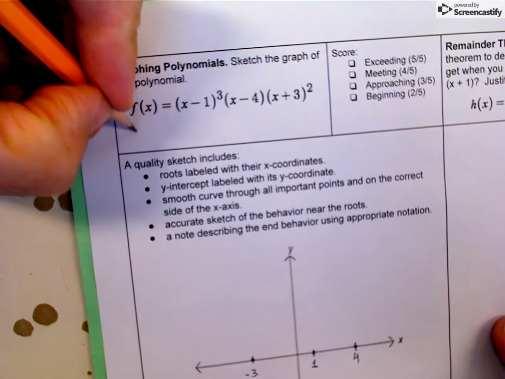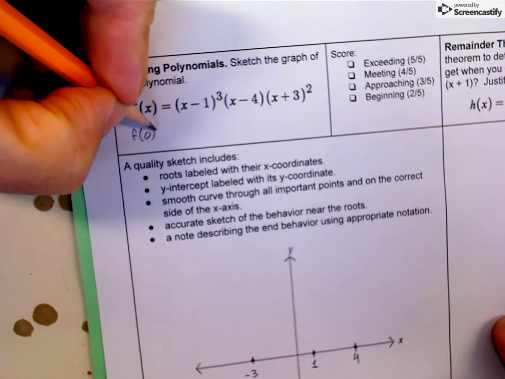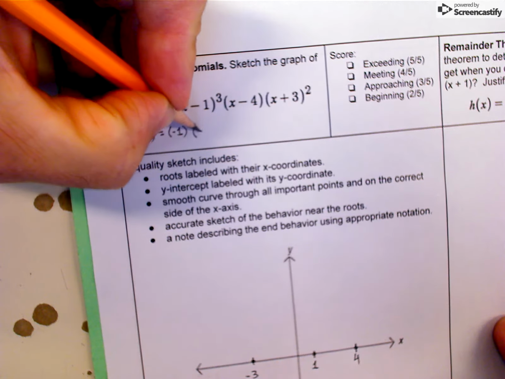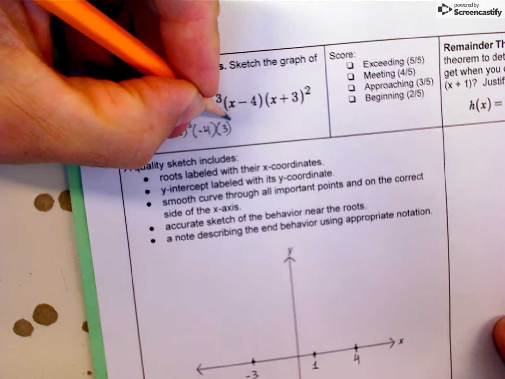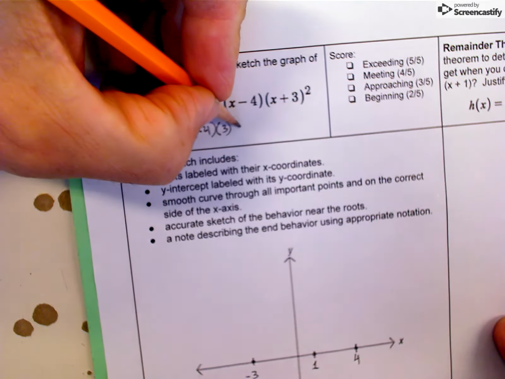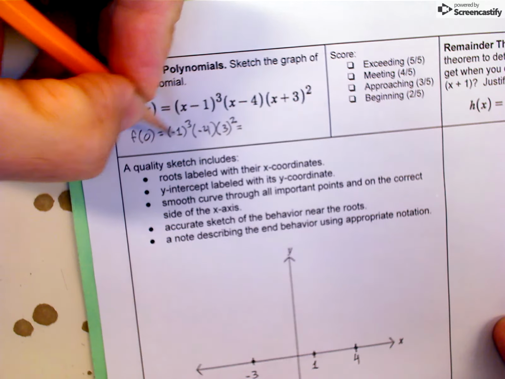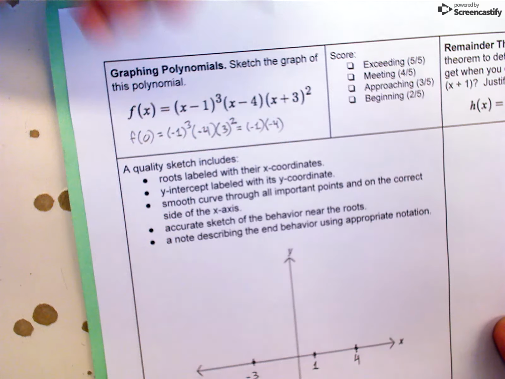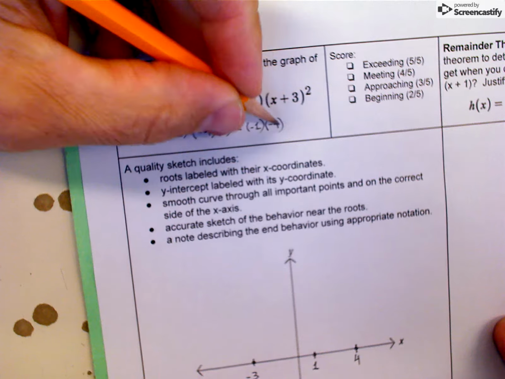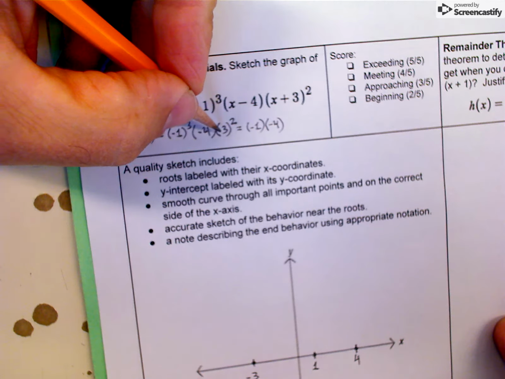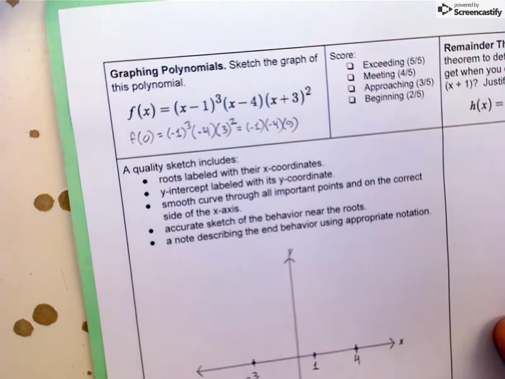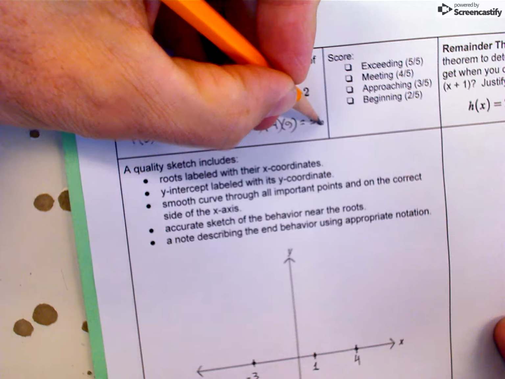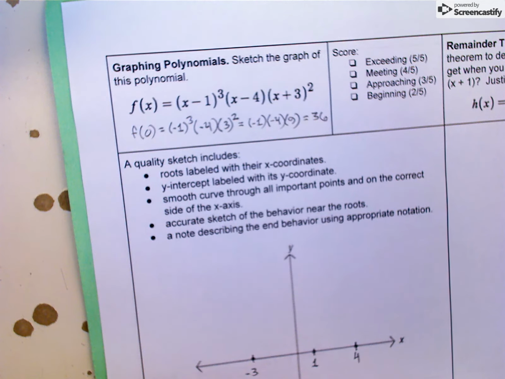So if I just put 0 into my function for x, I get -1 to the third power times -4 times 3 squared. Just using my order of operations, I'm going to do the exponents first. -1 to the third power is -1. The -4 is just to the first power, so I'm just copying that over as I simplify. And 3 to the second power is 9. So -1 times -4 times 9 is a positive 36, and that's my y-intercept.